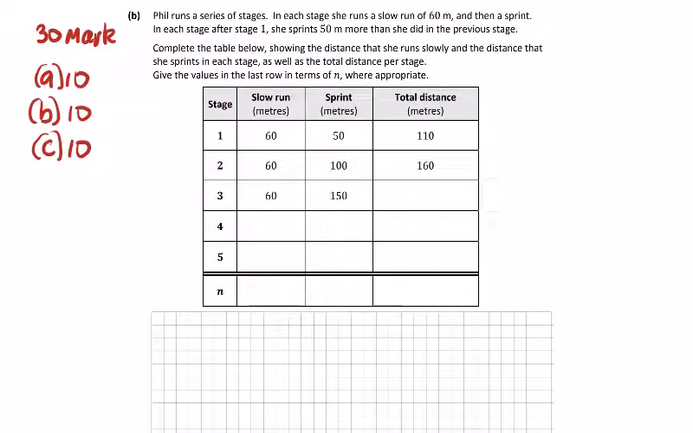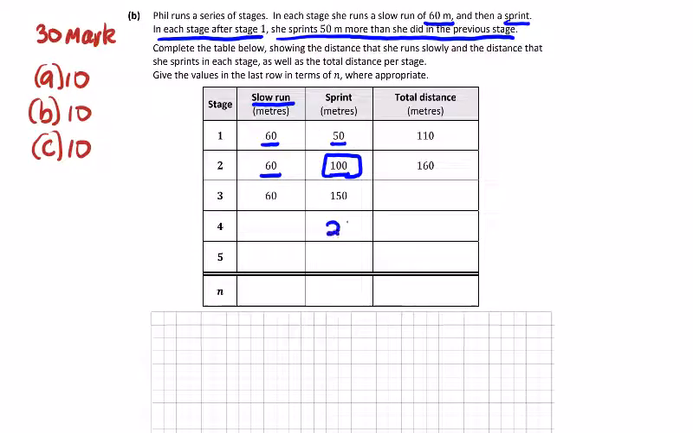Phil runs a series of stages. In each stage she runs a slow run of 60. Jump down now. Stage 1, slow run in meters of 60. And then a sprint. Sprint in stage 1 is 50. In each stage, after stage 1, she sprints 50 more than she did the previous stage. So in 2, she's slow run 60, and then sprints 100. Sprints are getting longer, they're going up in 50s, so you can see the pattern. This one will be 200 and this will be 250, and each slow run is 60.